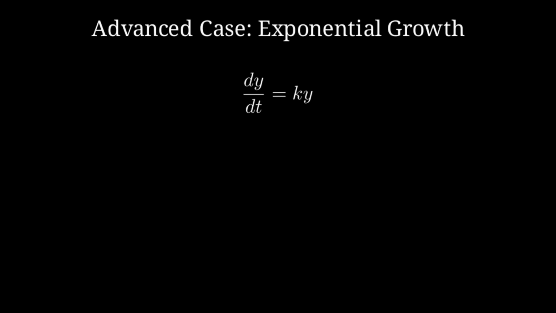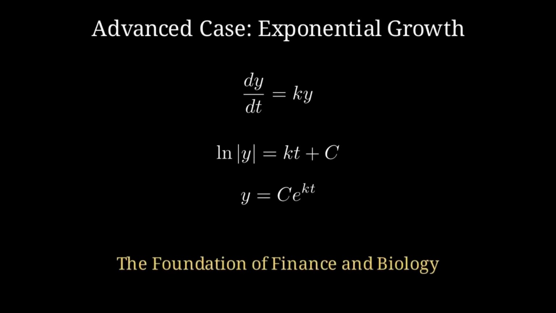The most famous separable equation is dy over dt equals k times y. This describes any system where growth depends on the current amount. Using our method, we find the solution is y equals c times e to the kt. This is the formula for continuous interest and unrestricted biological growth.